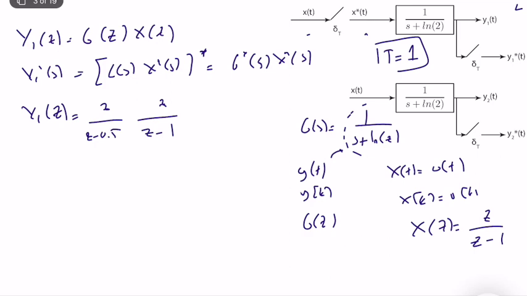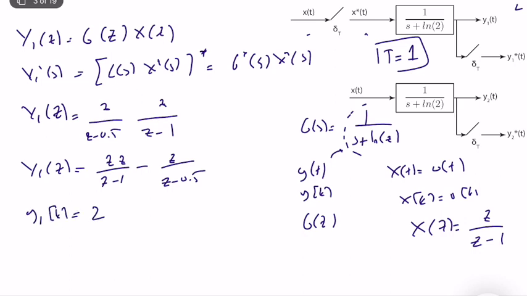So we already computed y1(z), and let's make a partial fraction expansion. y1(z) is equal to 2z divided by z minus 1 minus z over z minus 0.5. We can simply take the inverse transform, which gives y1(k) equal to 2 minus 0.5 to the power k. So that's it, the first one.